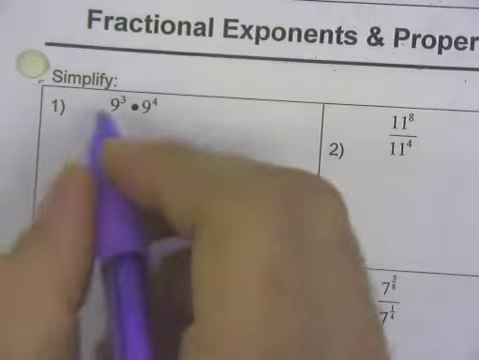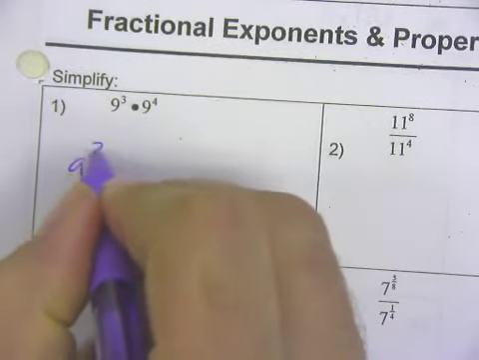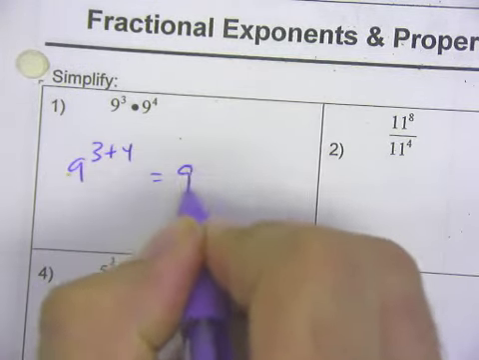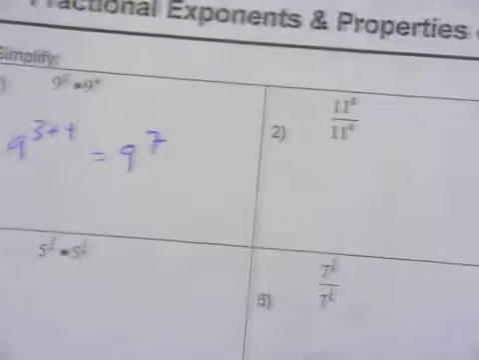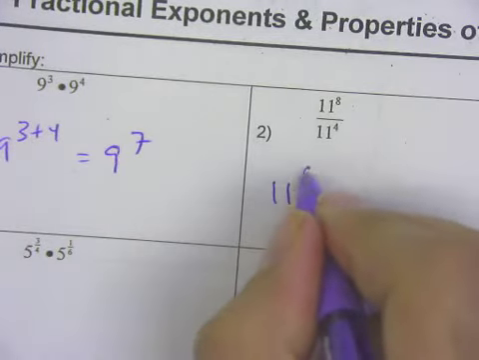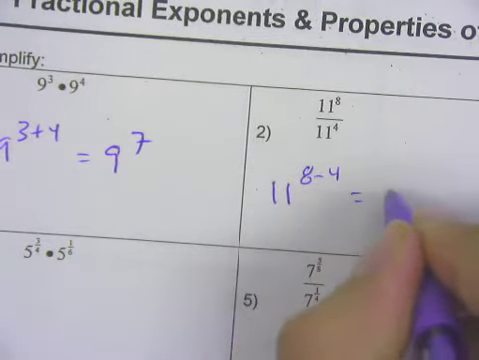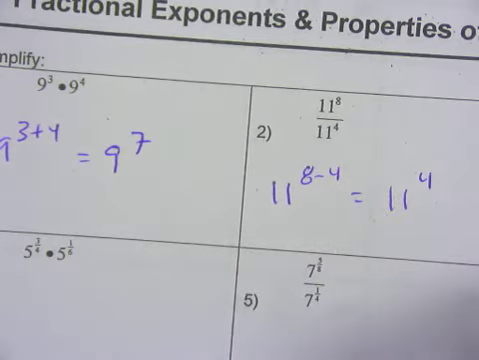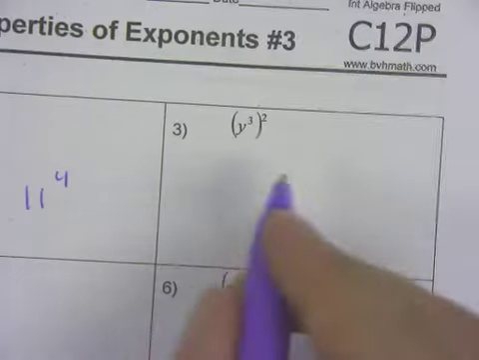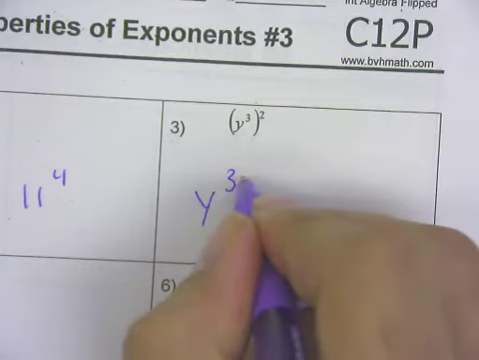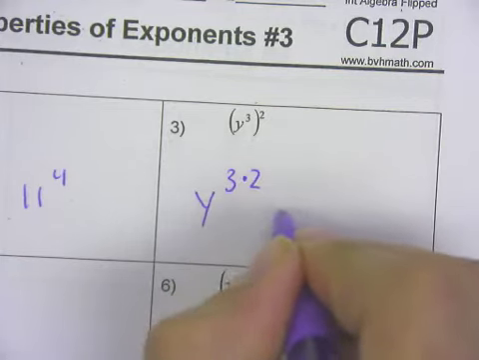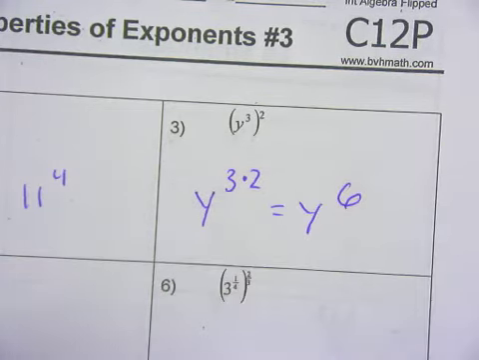All right, simplifying. This would be 9 to the power of 3 plus 4, which would be 9 to the power of 7. This would be 11 to the power of 8 minus 4, which would be 11 to the power of 4. This would be y to the power of 3 times 2, which would be y to the power of 6.